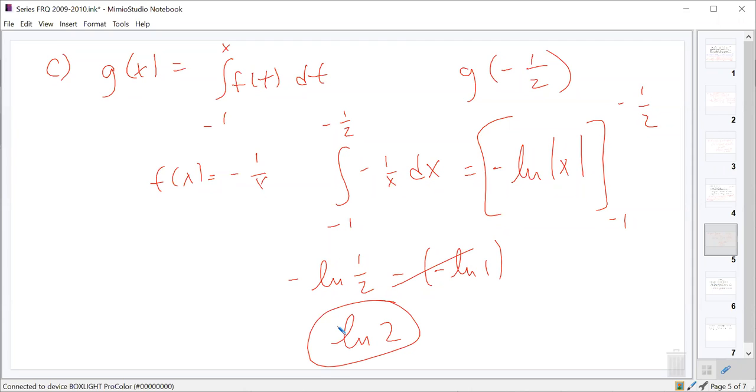Good? That was worth 2 points. 1 for the correct antiderivative, 1 for the correct answer.